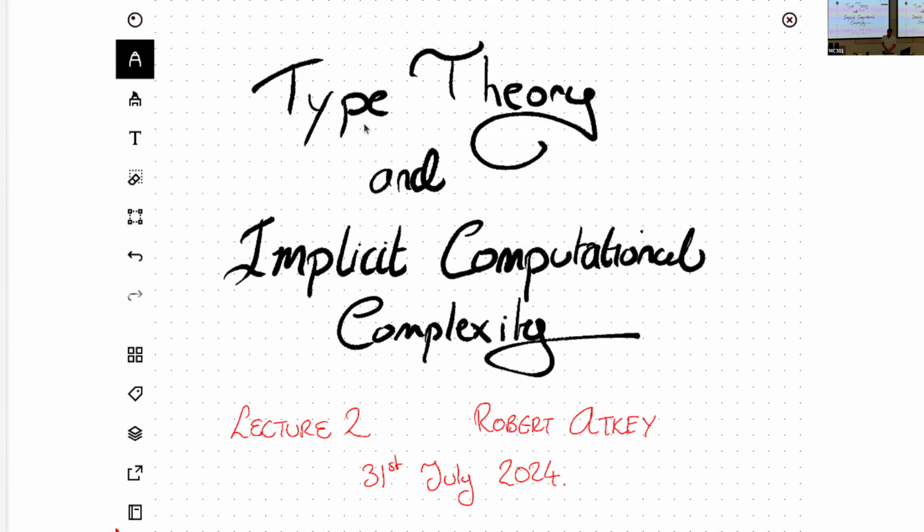Okay, so yesterday we got as far as doing the linear lambda calculus and the wrong way to add natural numbers to it.